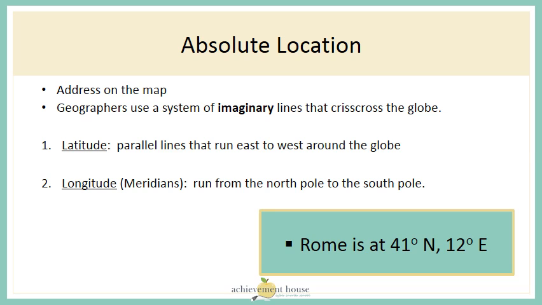Geographers use a system of imaginary lines that crisscross the globe. These lines are latitude and longitude. Latitude are the parallel lines that run east to west around the globe. Think of them like a ladder. Longitude, or meridians, run from the North Pole to the South Pole. The exact absolute location of Rome is at 41 degrees north and 12 degrees east on a map. Let's take a closer look.